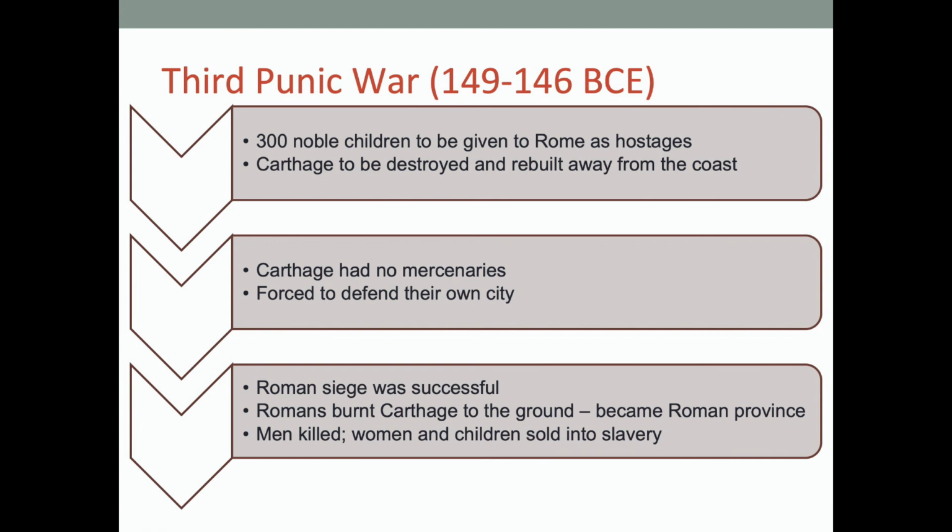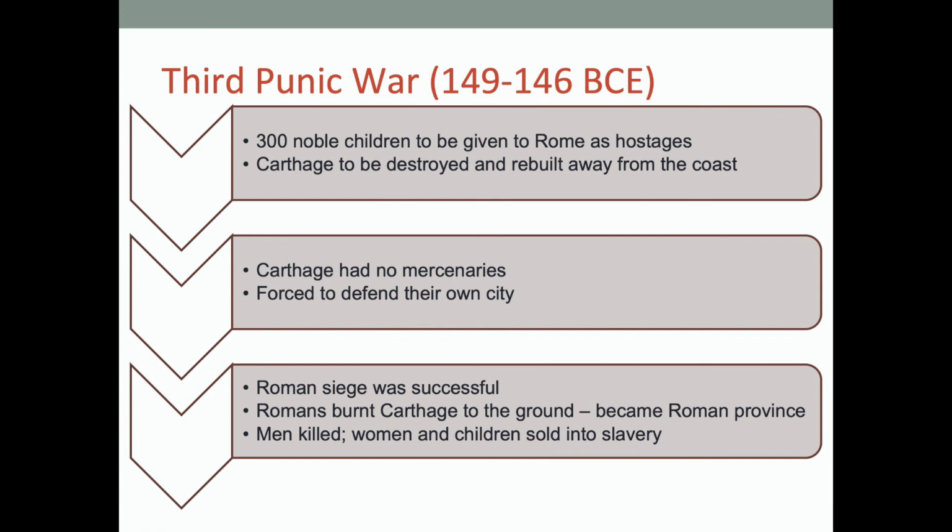The Romans institute a successful siege of the city. They burn Carthage all the way to the ground, and the entirety of Carthage becomes a Roman province. So all the men are killed, and the women and children are sold into slavery. And this is pretty much the end of the Punic Wars.